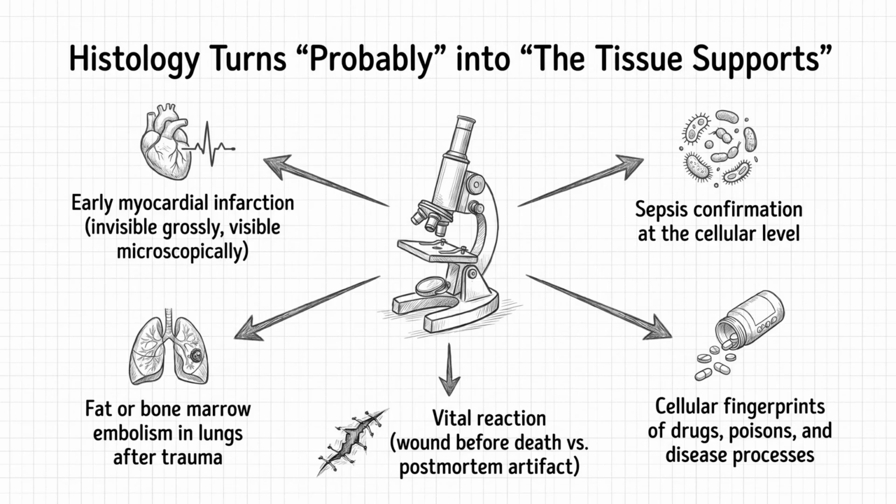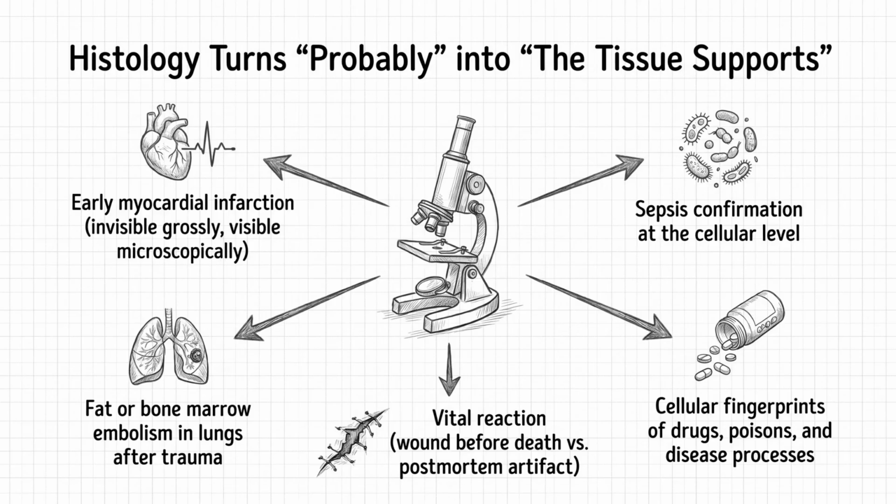Histology can confirm sepsis by revealing microabscesses or bacterial emboli in organs. It can identify fat embolism or bone marrow embolism in the lungs, a finding that tells you the person survived long enough after a fracture for emboli to travel, which has significant implications for timing. It can reveal the vital reaction, the inflammatory response that only occurs in living tissue, which tells you whether a wound was inflicted before or after death.